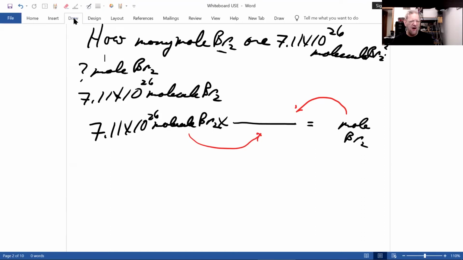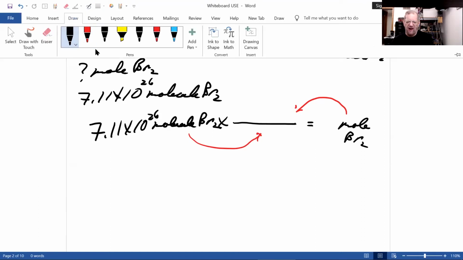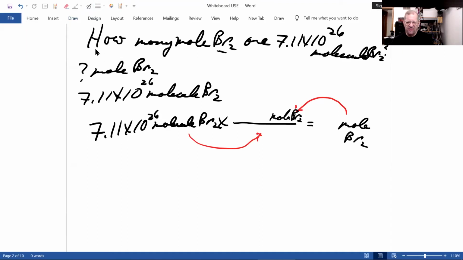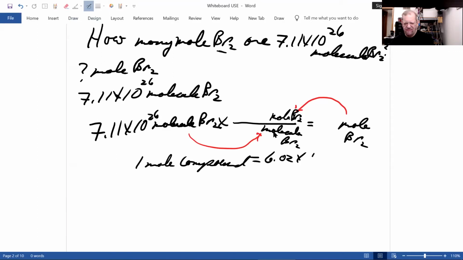And now I'll write those in. On top, I want moles of bromine. Underneath, I want molecules of bromine. And where do I get those numbers? 1 mole of a compound equals Avogadro's number, 6.02 times 10 to the 23rd molecules of that compound.